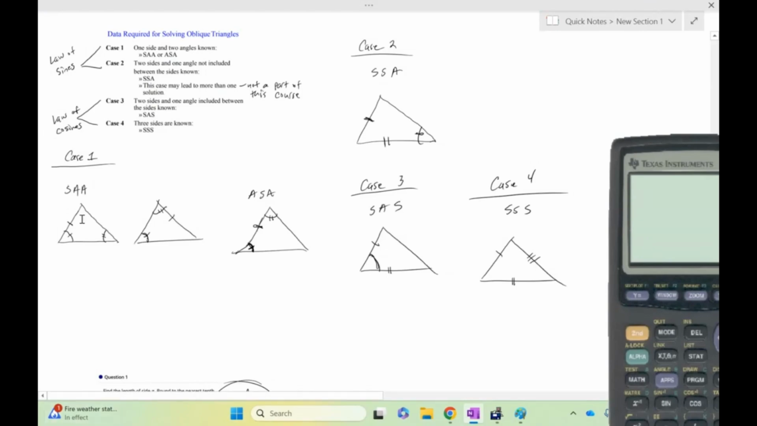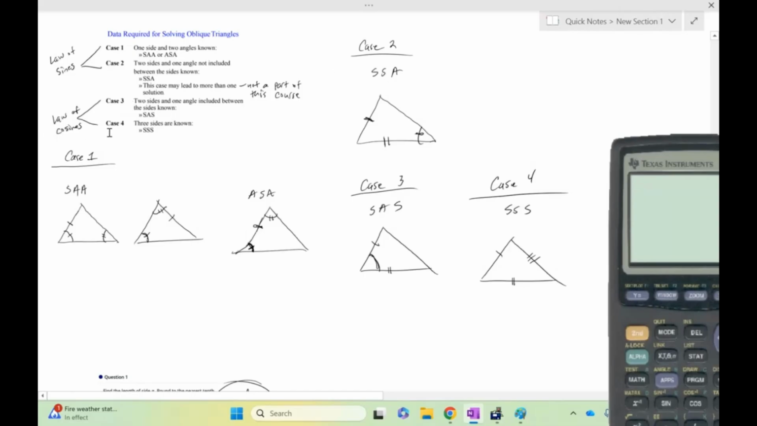We looked at the side, angle, side, angle, and the side, angle. All right, we would start those with the law of sines. There is an ambiguous case for this side side angle. We don't deal with that ambiguous case. So if it's a side angle, it's a straightforward type problem.